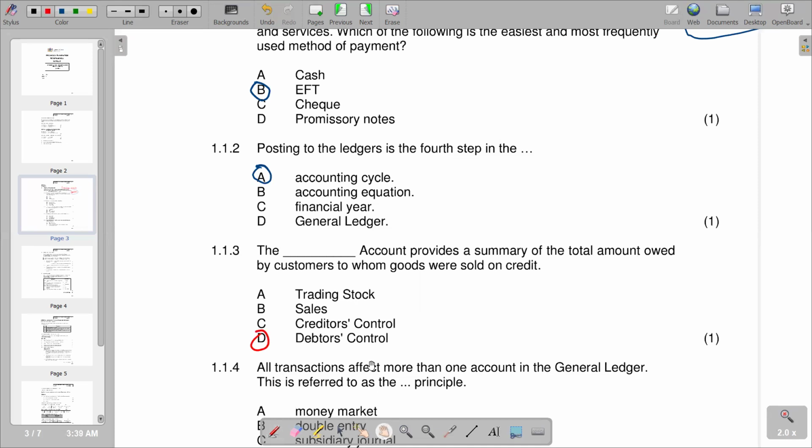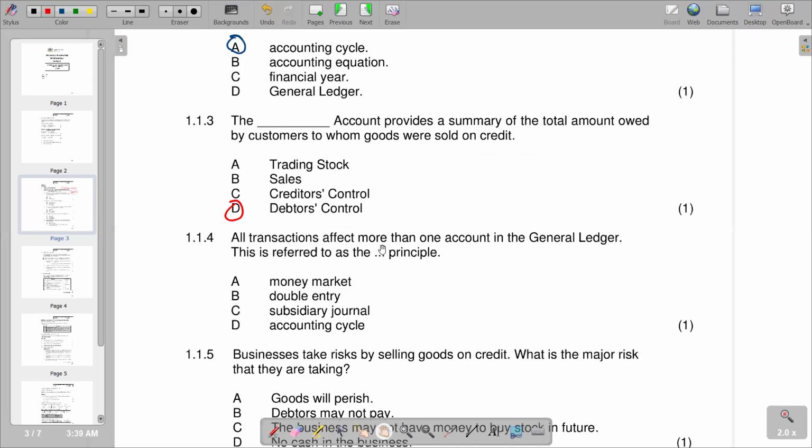So 1.1.4 reads, all transactions affect more than one account in the general ledger. This is referred to as, we know this as the double entry principle. Remember double, which means two, which is more than one. So that's the correct answer that we have there. And we know that double entry principle entails that every debit entry has a corresponding credit entry. Two effects does one transaction have on each and every transaction. So what we have as the correct answer there is the double entry principle.